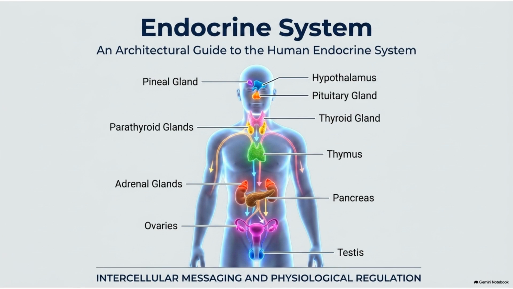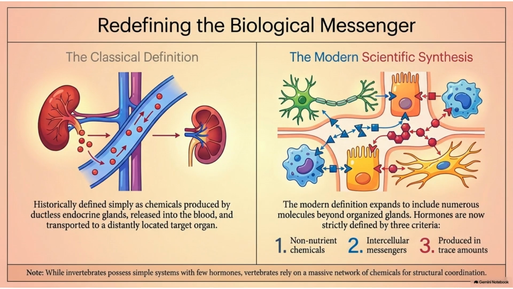Endocrine glands lack ducts, hence called ductless glands. Secretions of endocrine glands are called hormones. Current scientific definition: hormones are non-nutrient chemicals. They act as intercellular messengers. They are produced in trace amounts. Important implication of the new definition: the newer definition includes several molecules in addition to hormones secreted by organized endocrine glands.